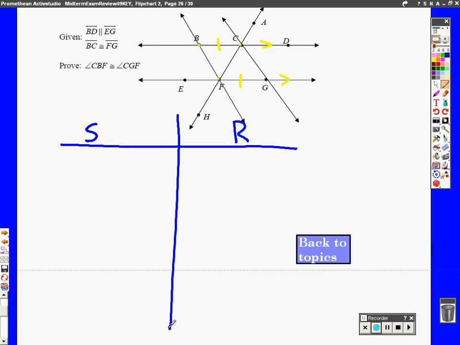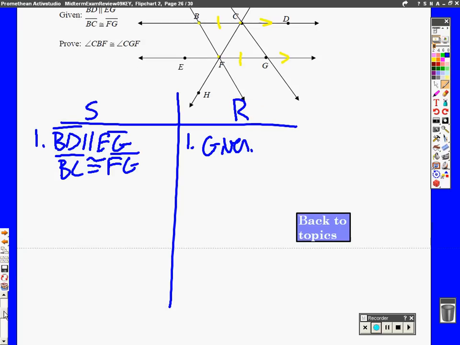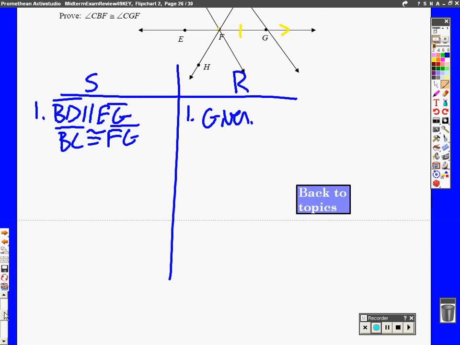All right, first thing in the statements and reasons proof you should do is state the given. So 1, BD is parallel to EG, and BC is congruent to FG. Those were both given. All right, knowing that BC is congruent to FG gives me a side.